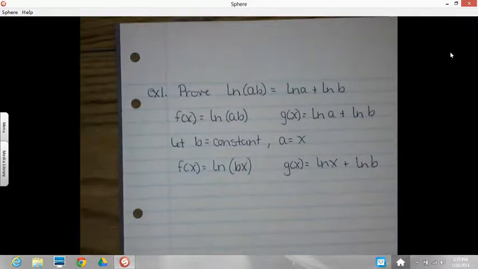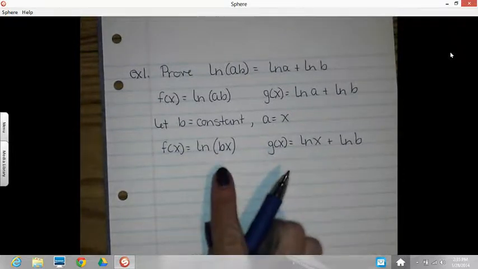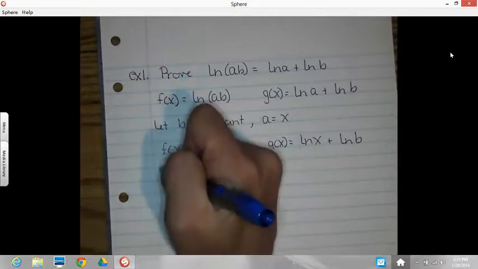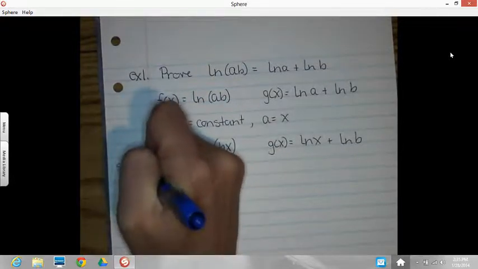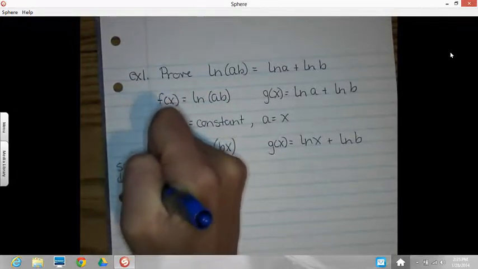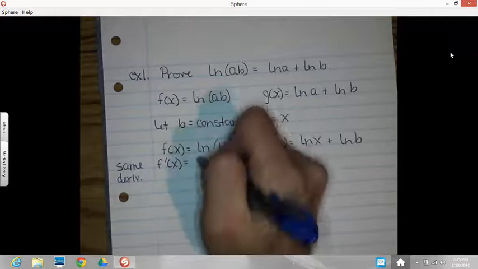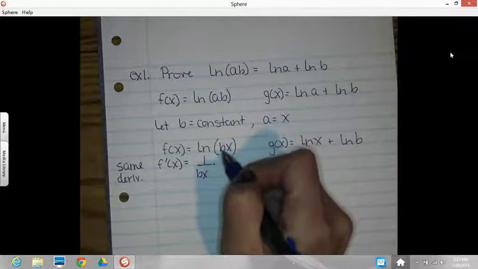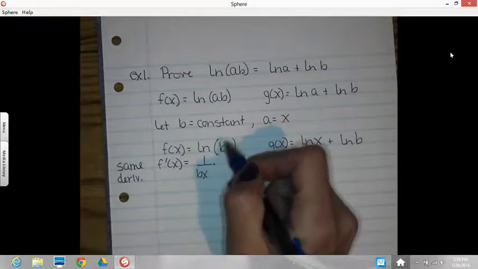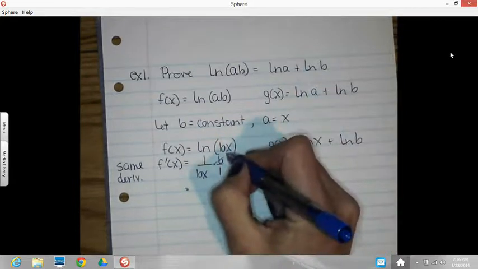Alright, so uniqueness theorem says the first thing I've got to do with my two functions is show that they have the same derivative. So I'm going to do the derivative of f. Same derivative. Okay, just a natural log. The rule there is 1 over the u times the derivative of this. Remember, b is a number. Think of it as a 2. The derivative of 2x would be just the 2. So it's just the constant b here. That's my derivative. The b's would cancel. 1 over x.